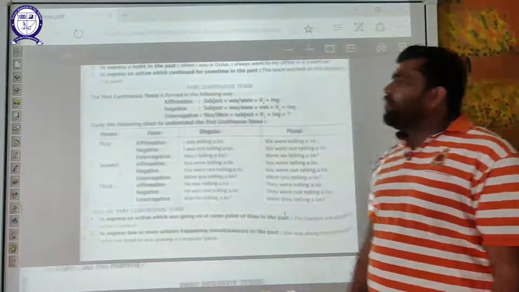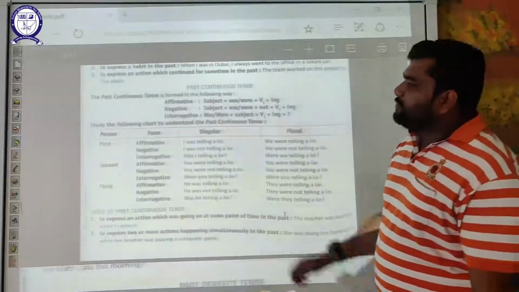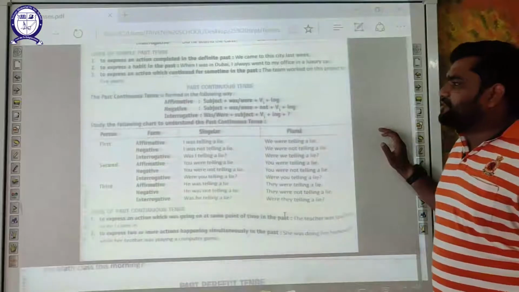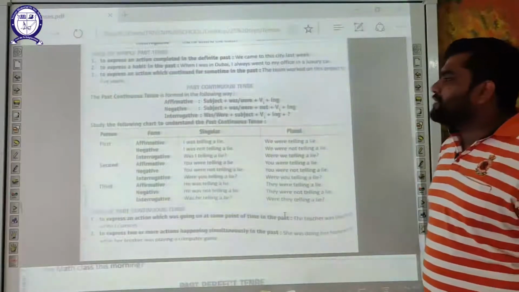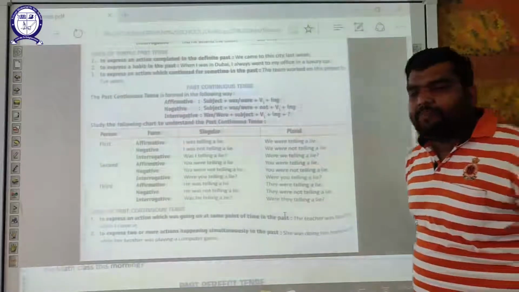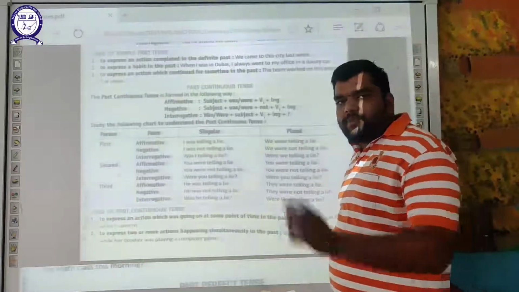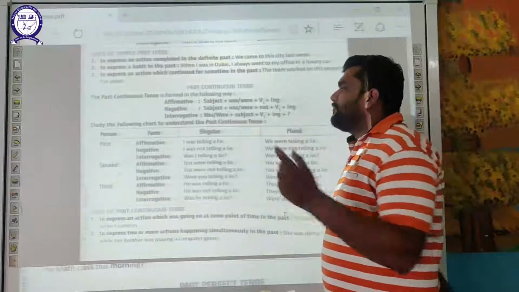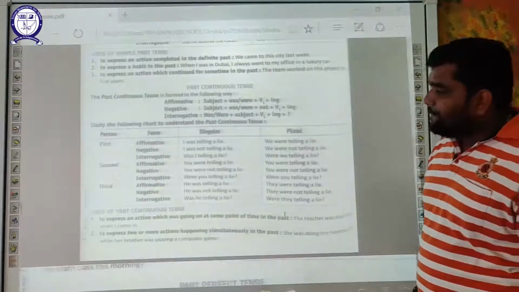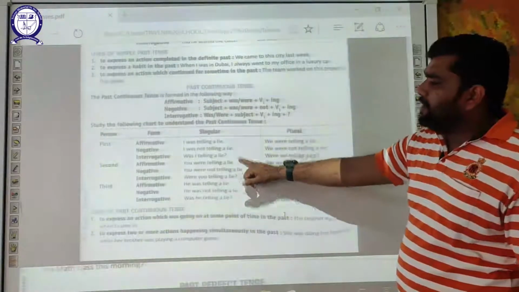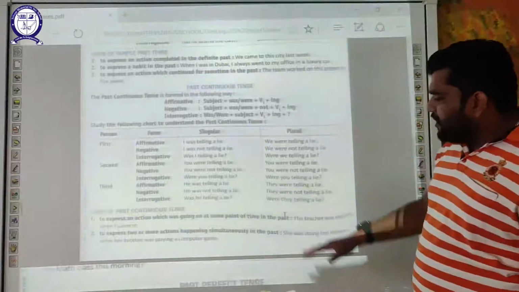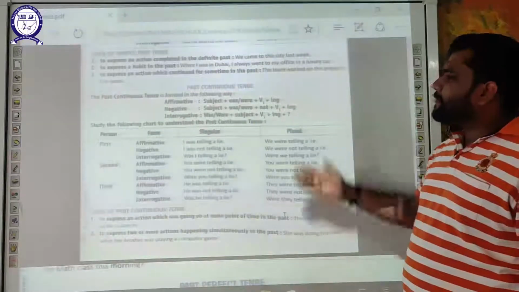Past continuous. Now formation: subject plus was plus verb first form plus ing plus object, obviously. In negative we'll add not after helping verb. In interrogative helping verb is in the front of the sentence. Okay. Getting the examples for you. I was telling a lie. You were not telling a lie. They were not telling a lie. Were they telling a lie?